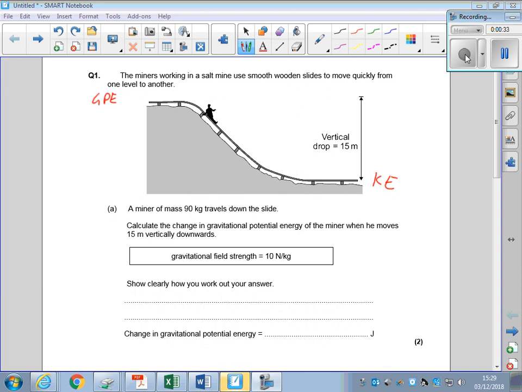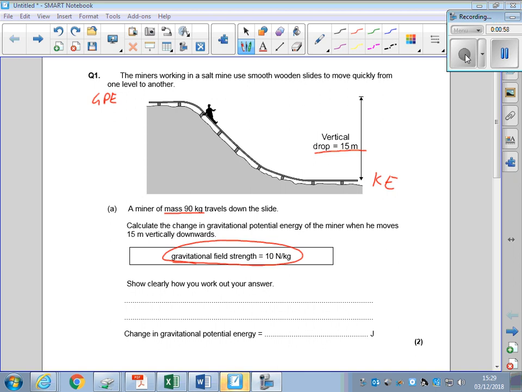So this particular question is about people working in a mine and they're sliding from one height to another using these wooden slides. Okay, so the information we're given: we've got the mass, which is 90 kilograms. We've got the height they've dropped, which is 15 meters, and they've given us the gravitational field strength, 10, which you are not expected to remember. They will give you 10 newtons per kilogram for gravity.